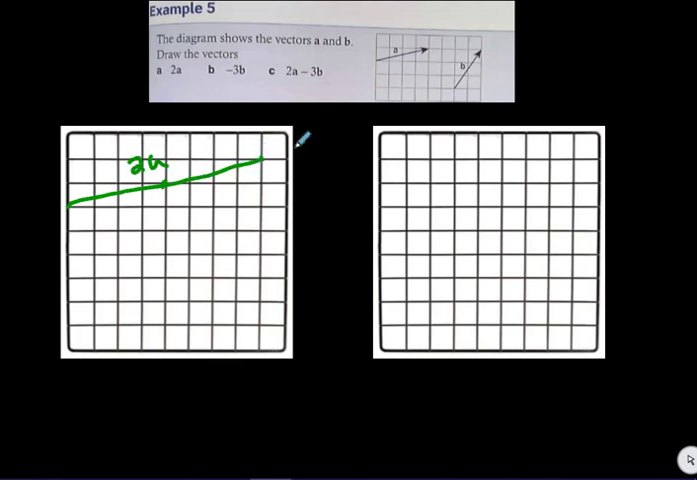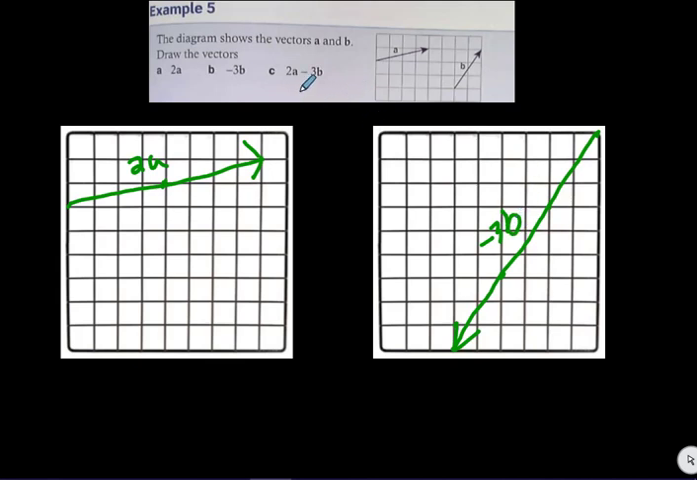Good. Now, if I wanted to do negative 3b, b is over 2 and up 3. That would be that one. But we want negative 3, so it's going to go the opposite direction, but scaled by 3. So it goes here, 1, 2, 3, here. So that's that vector right there. I should point these in this direction so we know this is negative 3b.